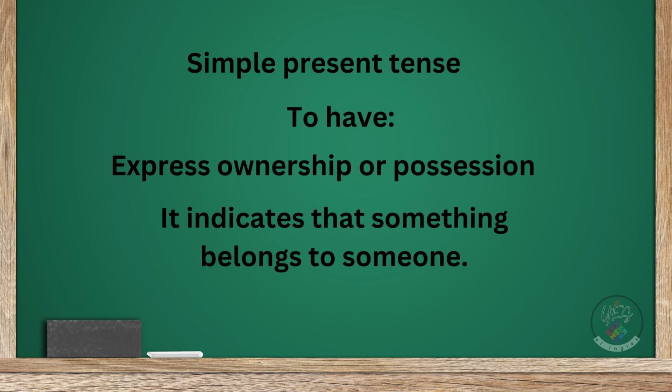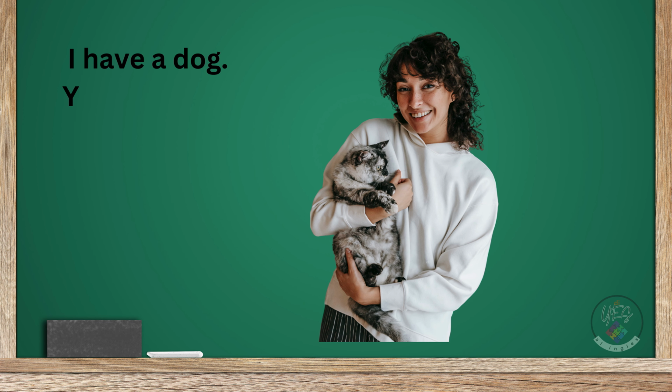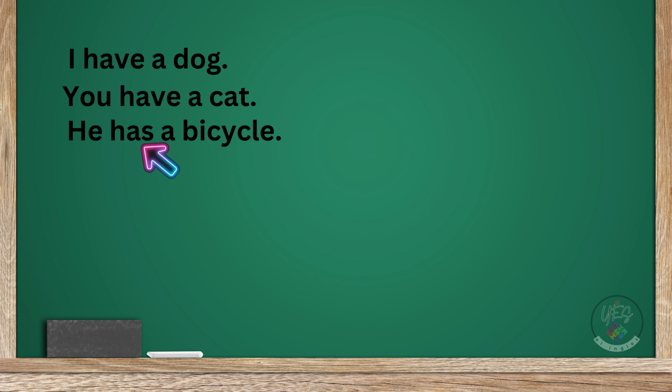Let's see some examples as a main verb indicating ownership. I have a dog. You have a cat. He has a bicycle. As you can see, we are using has instead of have in this sentence. Let me explain a little bit about has, so if you are not familiar with it, you can understand it and know when to use it.